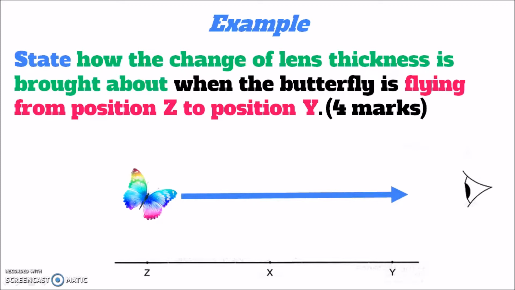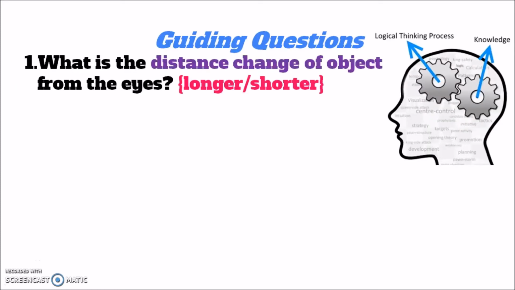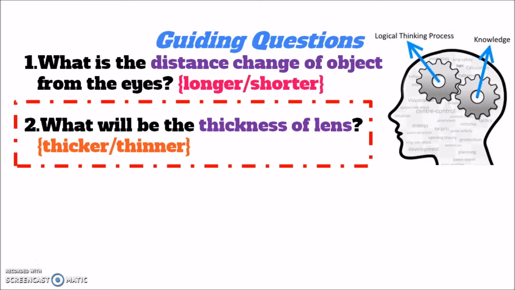Then let's talk about the guiding questions for us to construct the knowledge. The first step is to realize the distance change of the object. Is it moving closer or away from you? Then the second question is the very critical one. Which condition of the lens do you need? A thicker lens or a thinner lens? Of course, at this stage, you need to recall the converging power slogan. The thicker the lens, the higher the converging power is. The thinner the lens, the lower the converging power is.